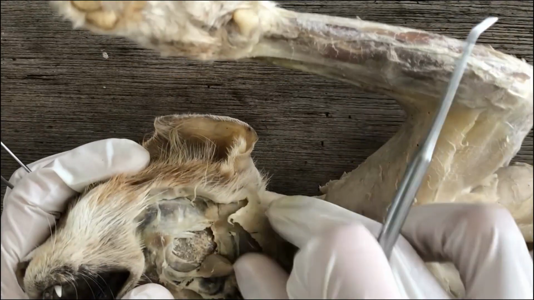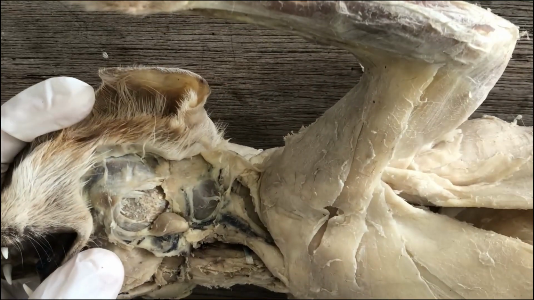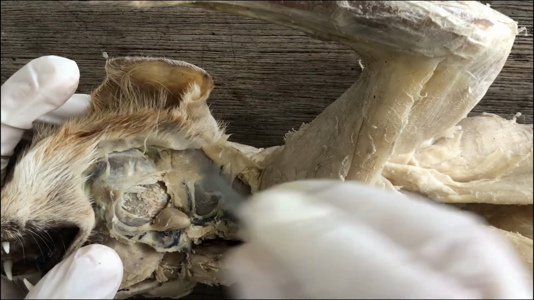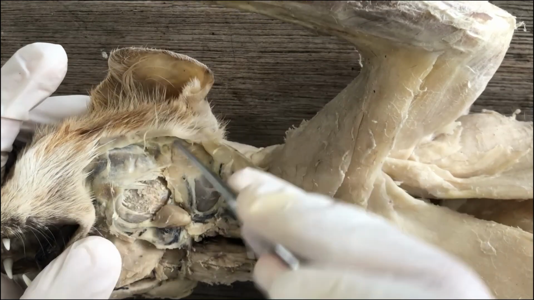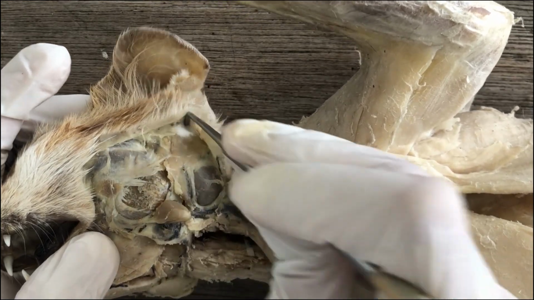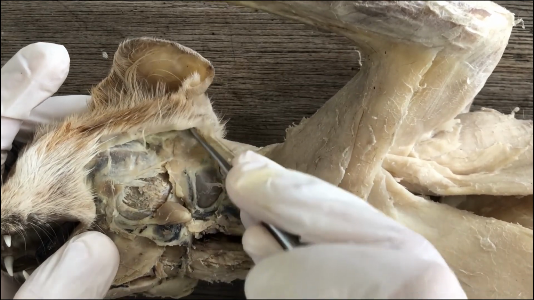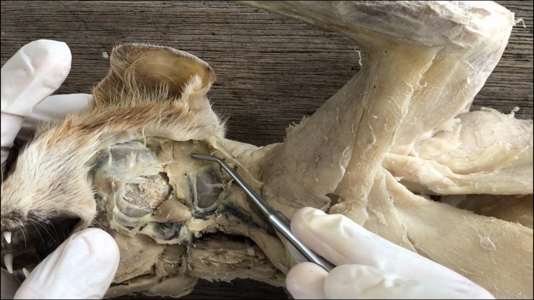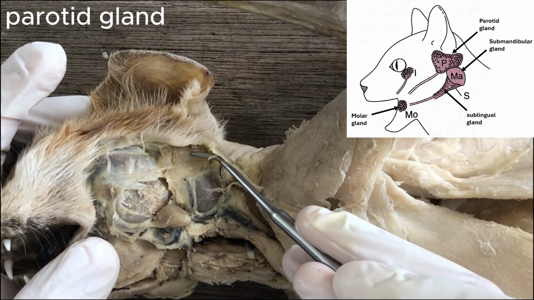So let's start with the most superficial structures that you can see even without making cuts. So when you skin the cheek region of the cat up to the ears there, you've already revealed one salivary gland there. That's the parotid salivary gland, the largest salivary gland.